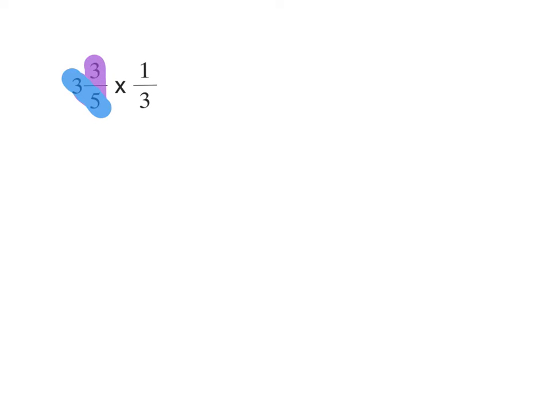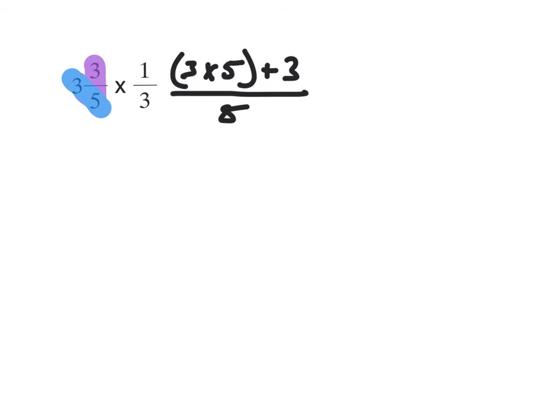So I'm going to rewrite the numerator for our first term. 3 times 5, 3 wholes times 5 parts. I'm going to put parentheses around that, plus 3, because we have the 3/5 still there. And I'm going to put that over 5. Oops, my 5 isn't very good. Let me erase that. That's a better 5. Times 1/3.